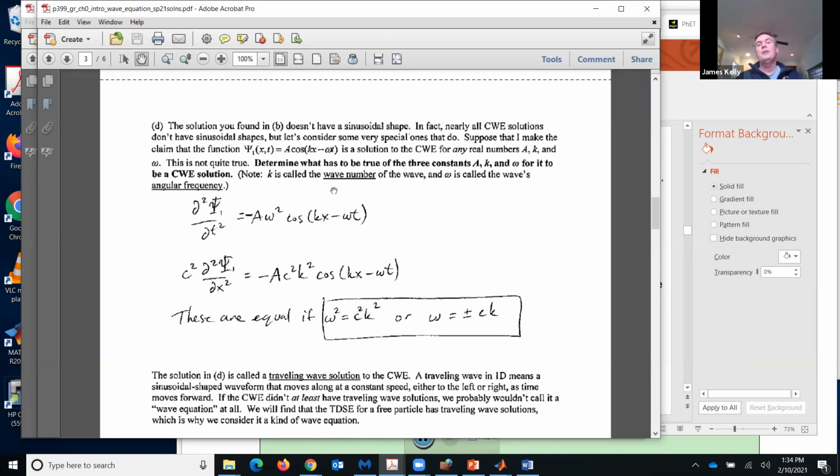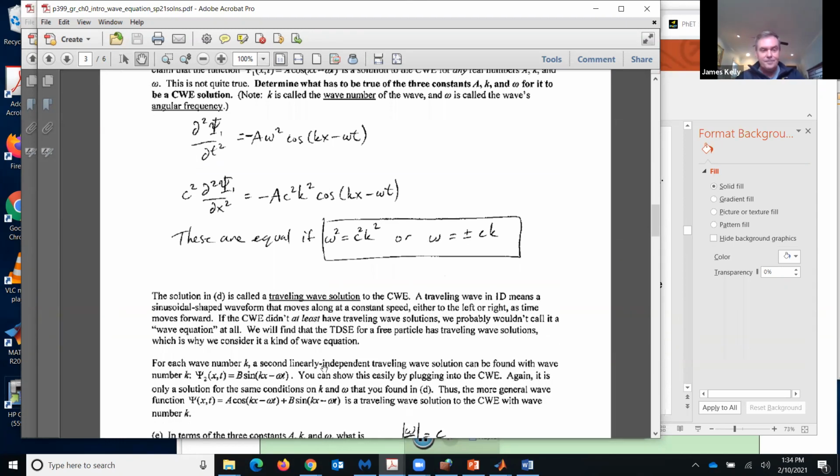So in other words, we can't have any old traveling wave. You may be familiar with the fact that this k is related to the wavelength: k equals 2 pi over lambda, or lambda is 2 pi over k. Omega is the angular frequency, and it's related to the period. So we can't have any old wavelength and period. The wavelength and the period have to be related in a very definite way in order to be a solution to the classical wave equation. Okay.